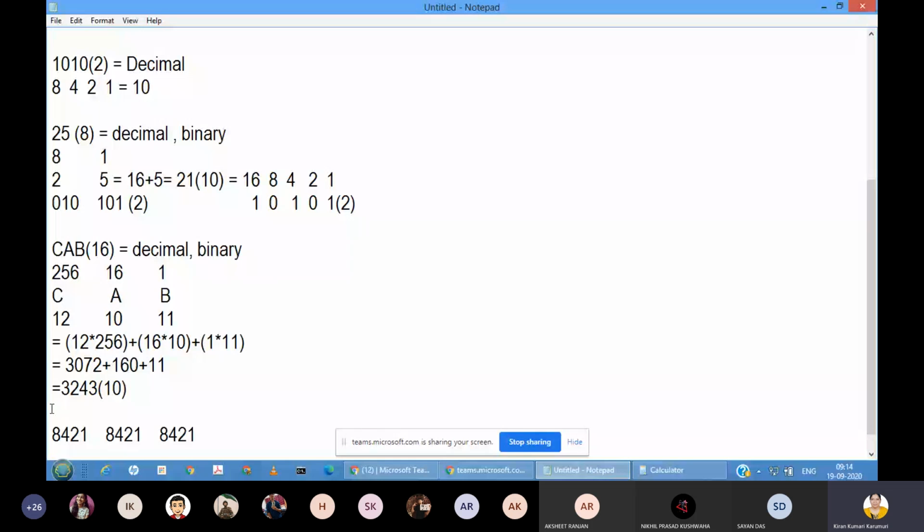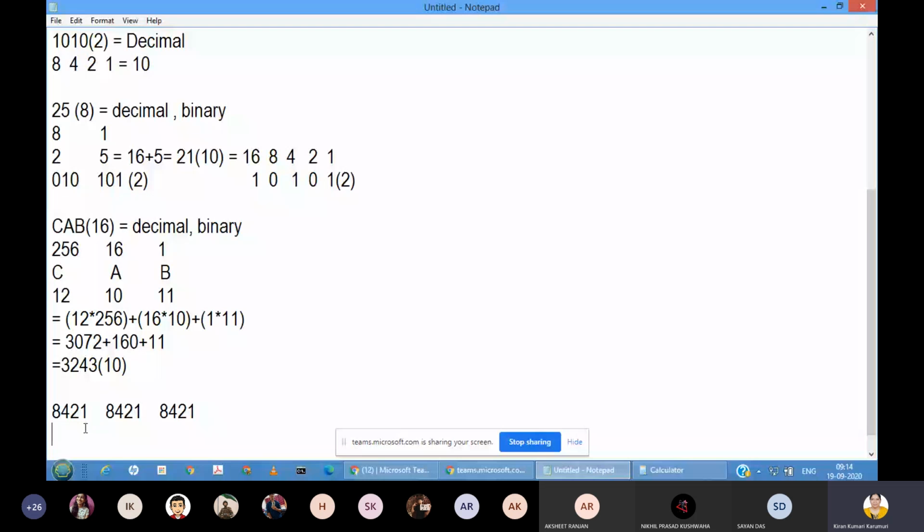Correct? So we have CAB, right? C मतलब how much? 12. So 12 में कैसे मिलेगा? 1, 1, 0, 0. Correct? Then 10 कैसे मिलेगा? 1, 0, 1, 0. 8 plus 2 है ना 10. ठीक है. Next 11 कैसे मिलेगा? 8 plus 2 plus 1. So this is the binary equivalent of CAB of hexadecimal. Have you all noted down, children? Yes, ma'am. Yes, you all got the correct answers, same answers.